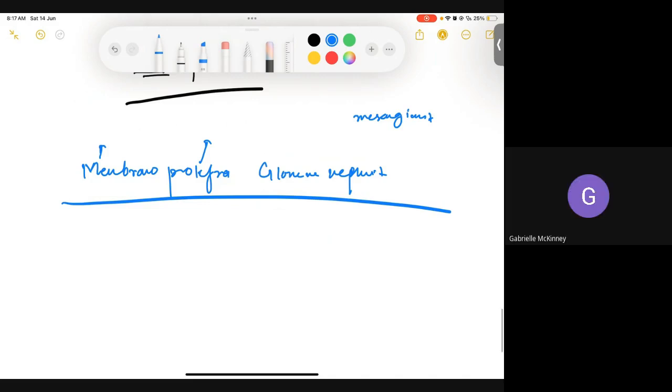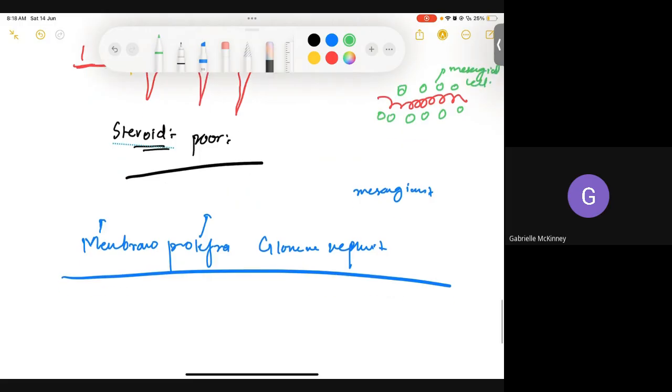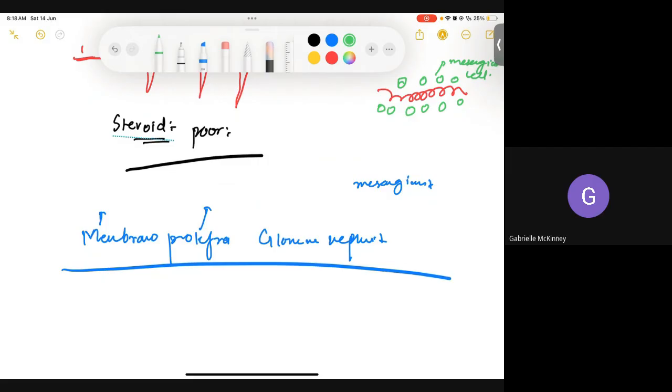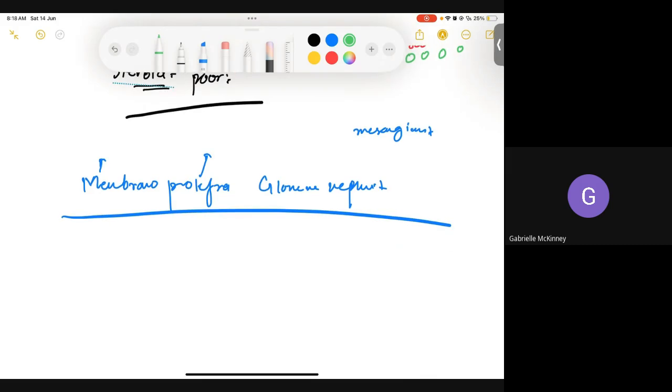No. Okay, let me just tell you. You have your glomeruli, right? The glomeruli basically have some supporting cells in between them, right? All of the glomeruli have some supporting cells. Those supporting cells are basically known as your mesangial cells, right? Is that clear? So in this pathology, we are going to be having proliferation of those mesangial cells, okay? Which is going to lead to glomerulonephritis. The glomeruli are going to become inflamed, okay? Is that clear?